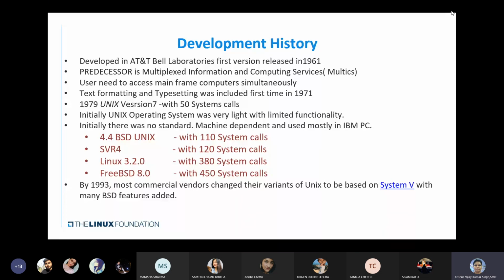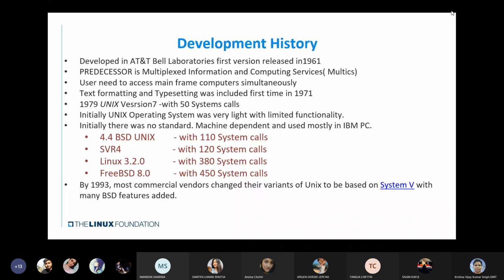In 1979, Unix Version 7 had 50 system calls. Imagine the size of an operating system having only 50 system calls. Very elementary services: read, write, store, something like that. With that, Unix was launched, but later on it evolved over a period of time, and more sophisticated system calls were included.